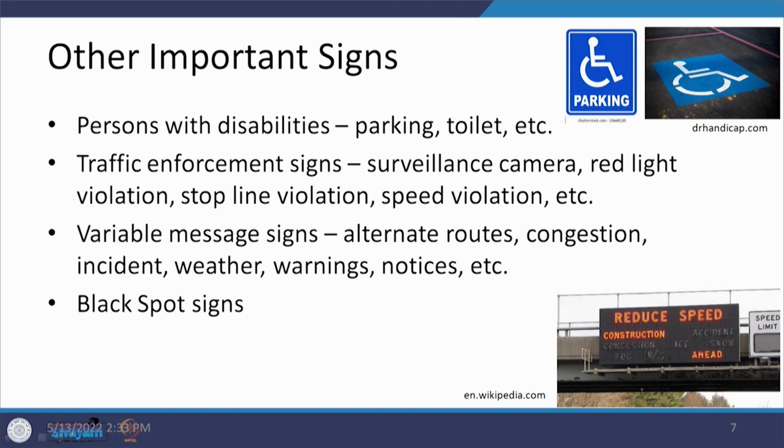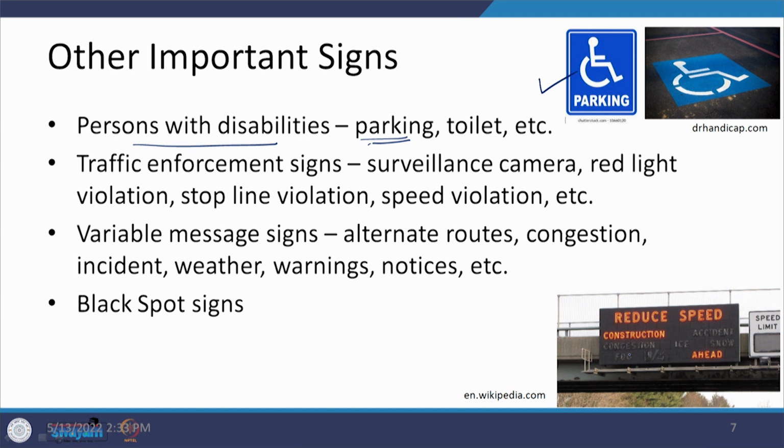Say we are talking about the first category, where we need to inform persons with different abilities that certain things are available for them ahead. Say there is a parking area dedicated for the vehicles in which such people are traveling, and for that reason we have this particular sign, which is written like parking. So, this is a location where the parking is being provided.